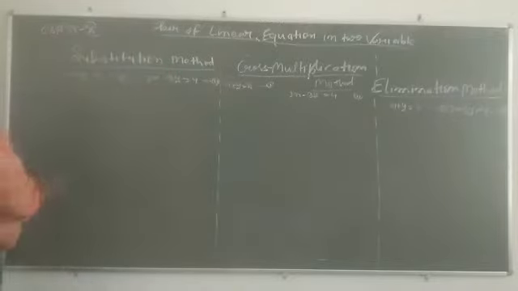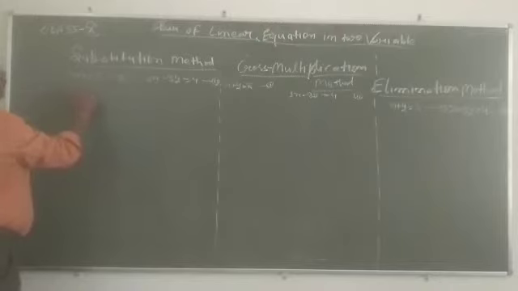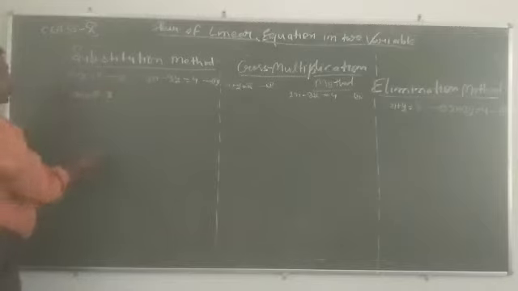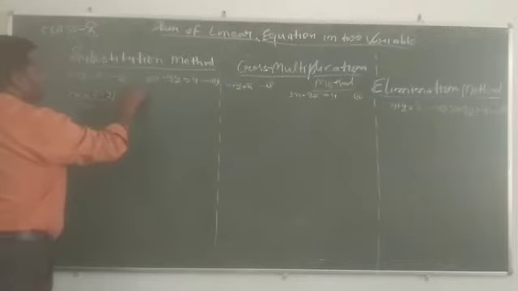Students, in the substitution method, from any equation you derive and find the value of one variable, the value of x or y. So from the first equation we find the value of x equals 5 minus y. Put this value in equation second.